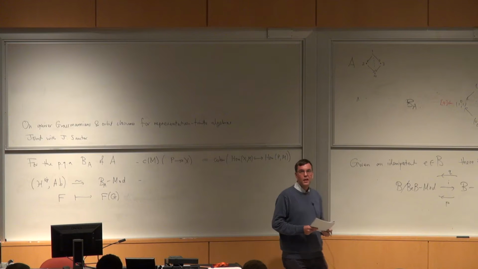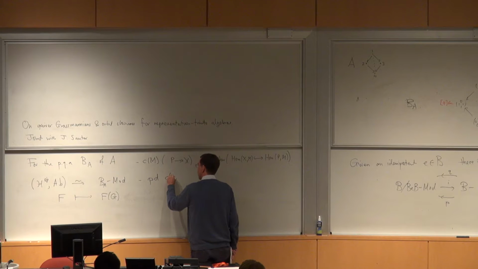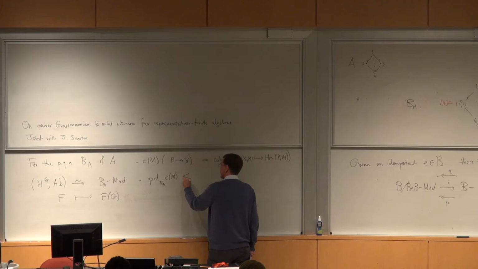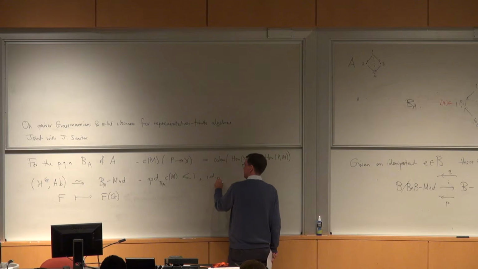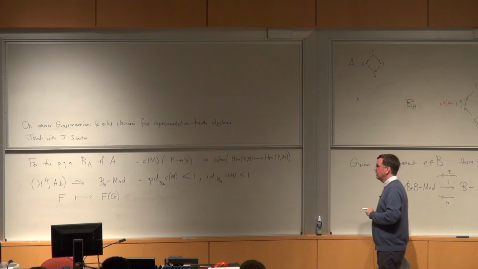So using that, one can show that the projective dimension of C of M, as a BA module now, is less than or equal to 1. And the injective dimension of C of M is less than or equal to 1. To get the projective dimension less than or equal to 1, you construct a projective resolution.